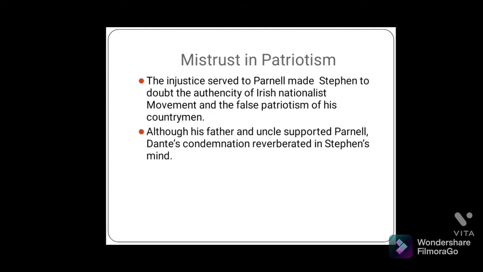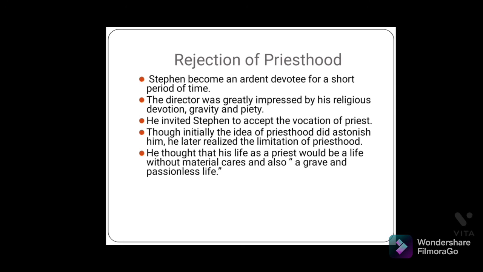Mistrust in patriotism. The injustice served to Parnell made Stephen doubt the authenticity of the Irish nationalist movement and the false patriotism of his countrymen. Although his father and uncle supported Parnell, Dante's condemnation reverberated in Stephen's mind. So this kept echoing in his head: why should somebody's individual life be connected with religion, and why should he be patronized for such a thing? It was all so confusing to Stephen because Parnell was a great Irish nationalist leader who actually led the liberation of the country.